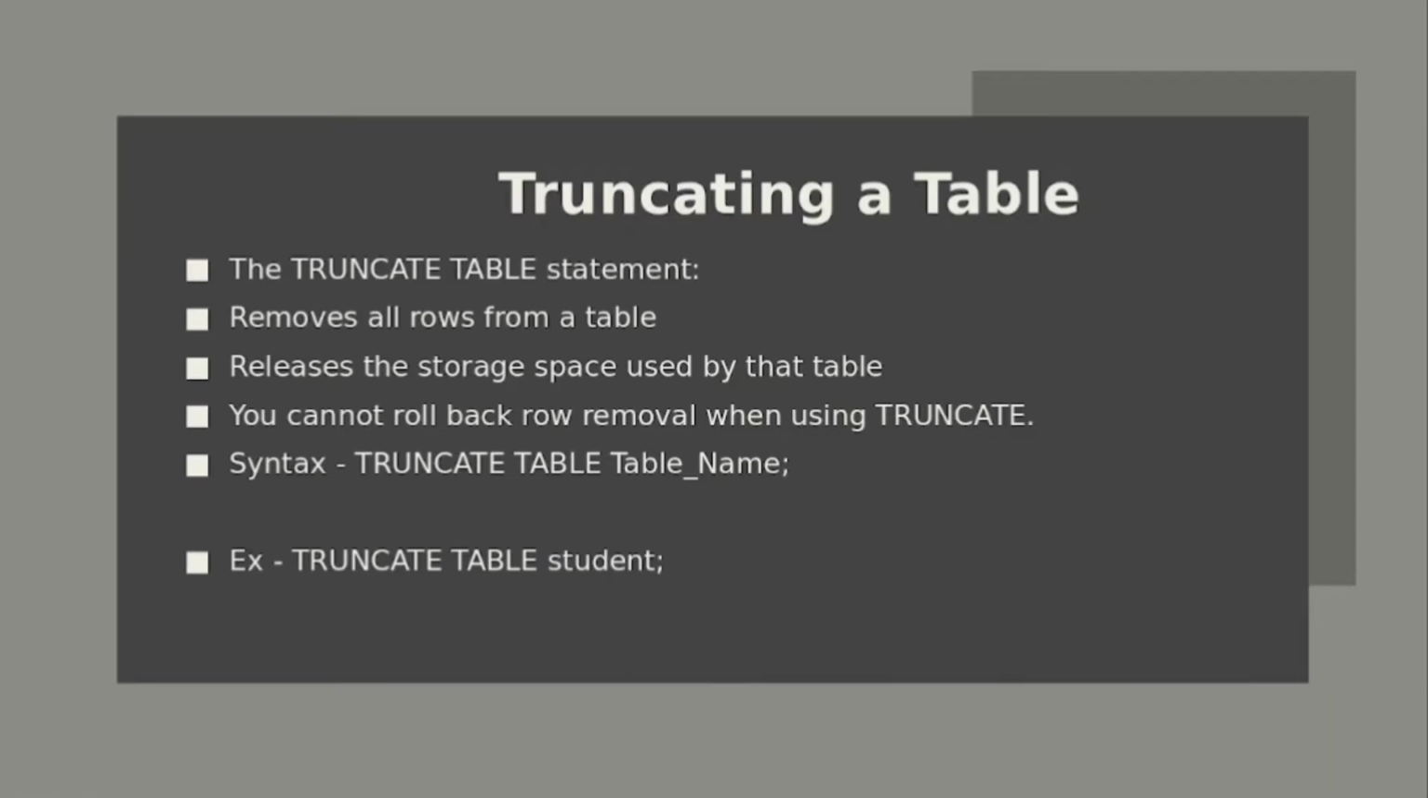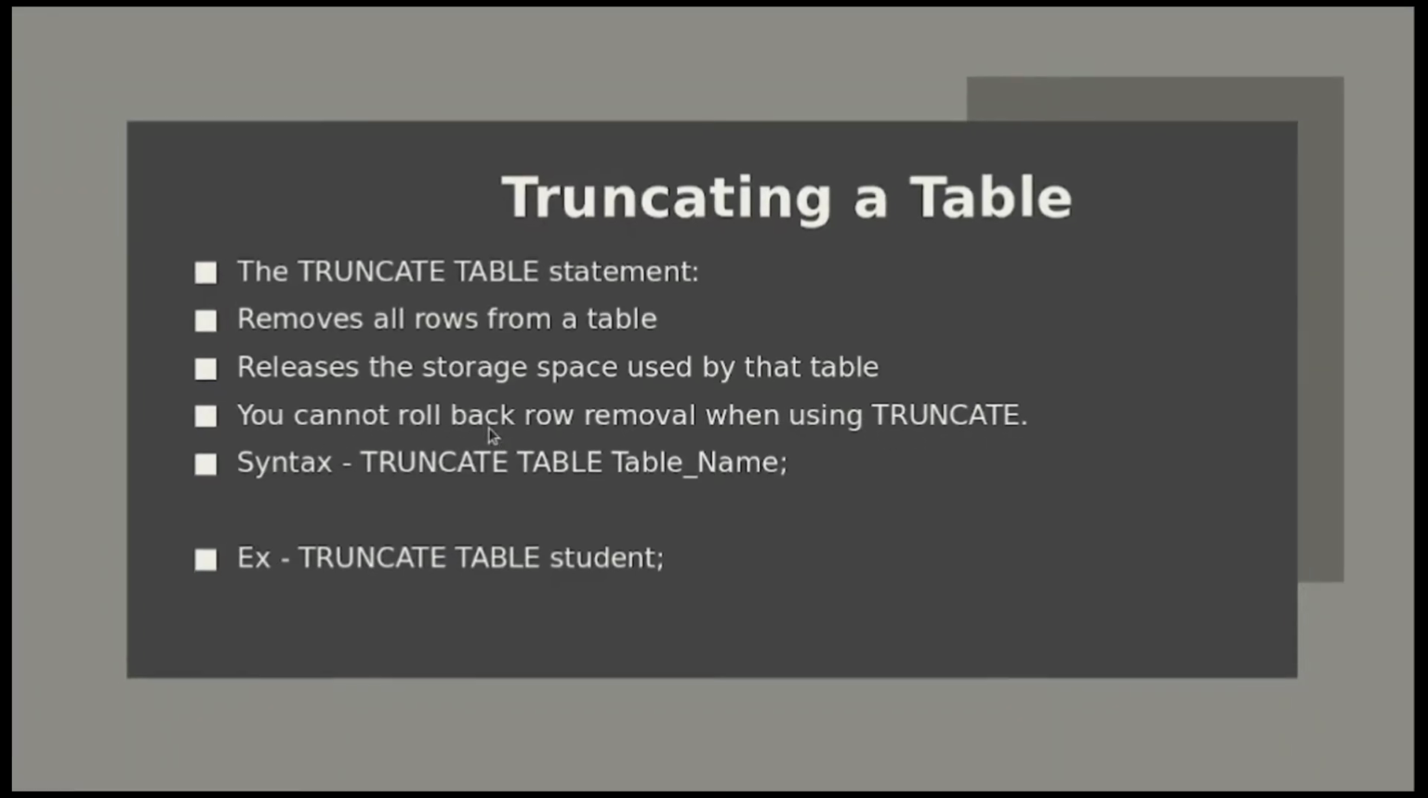In the previous video I told you about alter table, add column, add table, rename column and rename table. So today's topic is truncating a table. The truncate table statement removes all rows from a table. It will release the storage space used by that table, and you cannot roll back row removal when using truncate. So if you want to delete table data permanently, then only use this. The syntax is truncate table, table name, and an example is truncate table student.